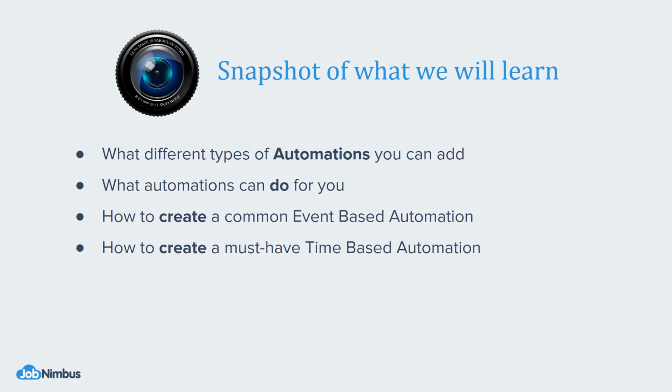We're going to talk about one of the coolest parts of JobNimbus, which is automations. Automations allow you to automate repetitive tasks in order to save you time and make your day a little less busy. Now, automations are one of the more complex parts of JobNimbus by a little bit, so I'm sure you're going to have some questions.